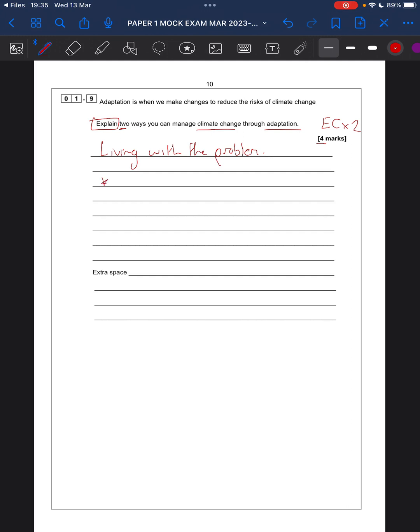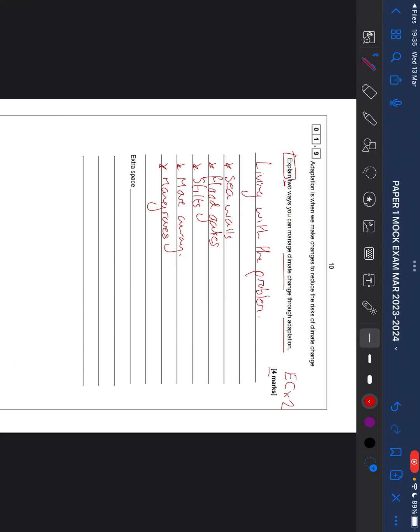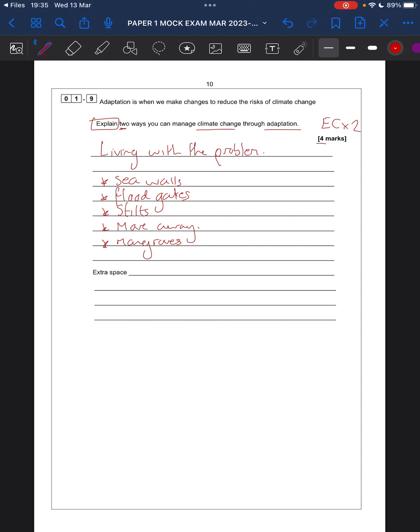So for example, you might have seawalls to keep coastal flooding out. You might have floodgates. You might have homes on stilts. Okay, you may move people away from coastal areas. Okay, you may install mangroves. Okay, so these here are ways that you can adapt, not mitigate. During this mock series, a lot of my students, you'll know who you are, wrote about mitigation here instead of adaptation and missed the easy marks.